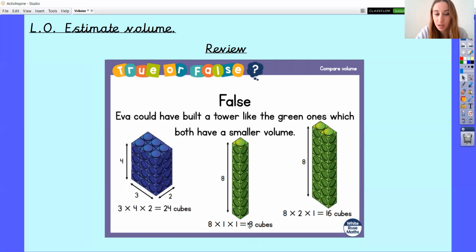Eva, we know her tower was 8 cubes tall, but we don't know how wide or deep it was. So she could have made a tower like this. That could be her shape, 8 cubes high.